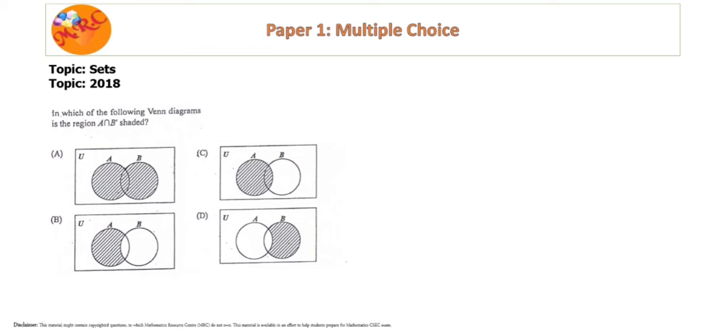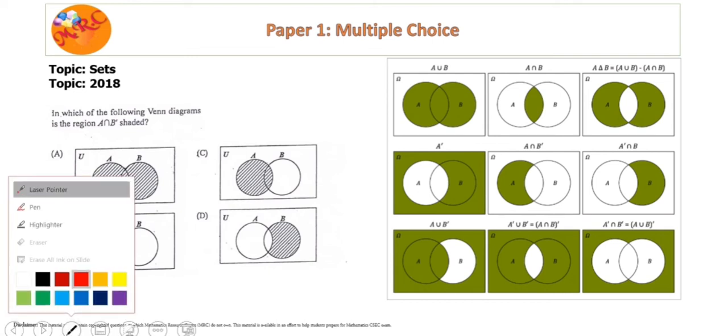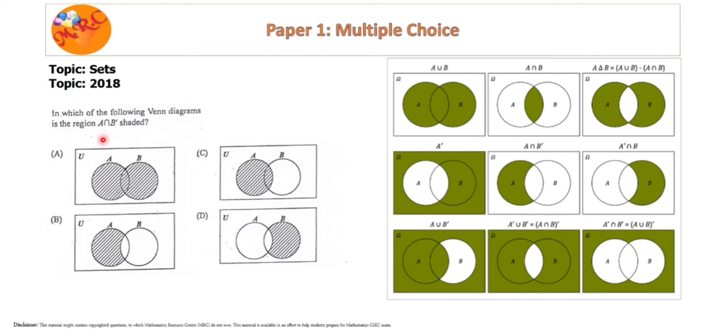In which of the following Venn diagrams is the region A intersect B complement shaded? So we're looking for that Venn diagram where nothing in B is shaded, nothing at all. So looking at this one to start with, all of B is shaded. Let me just highlight that one that I'm pointing at. This one to start with, all of B is shaded. Come over here. Yes, majority over here is not shaded, but this little part is shaded. Come down here.